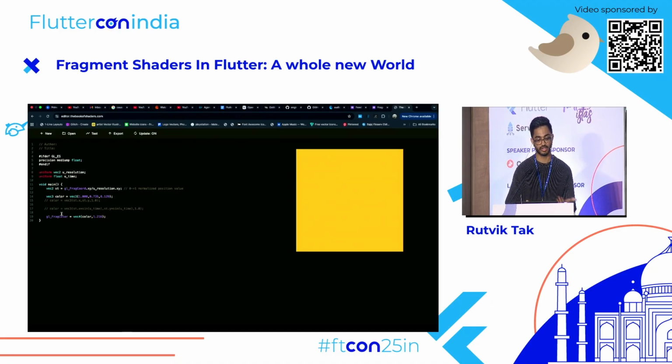So the program's final thing it has to do, it has to set this GL frag color. That is the final color this pixel is going to have. So right now, for all the pixels on the screen, we are giving it the same color. So you can see a bright yellow box over here.